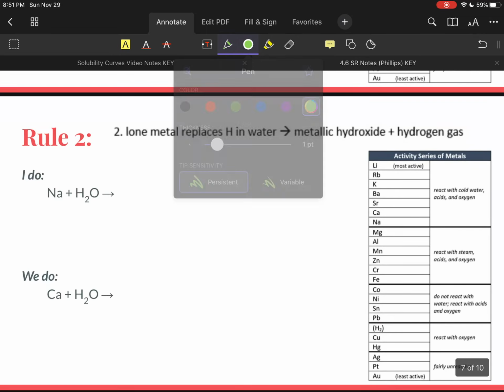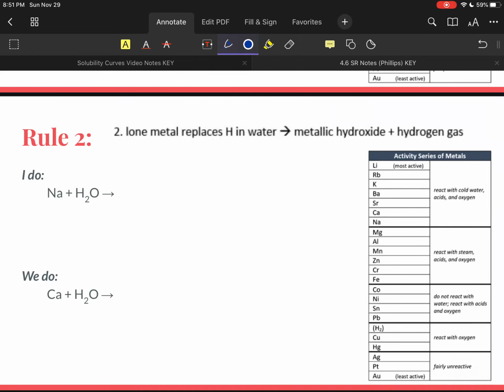Let's look at rule number 2. So we're talking now with water. A lone metal is going to replace the H in water. Okay. And again, this hydroxide, what that's talking about is the OH, because water is always going to separate into H plus and OH 1 minus. So hydrogen has a 1 plus, hydroxide has a 1 minus. Okay, and then hydrogen gas, remember, is just that diatomic element, hydrogen.